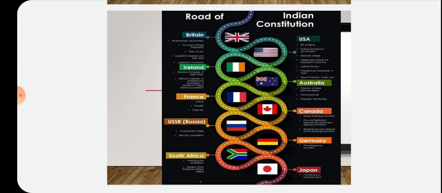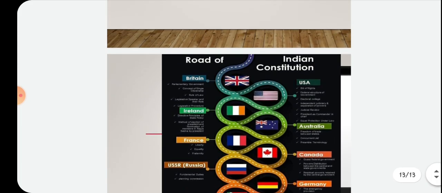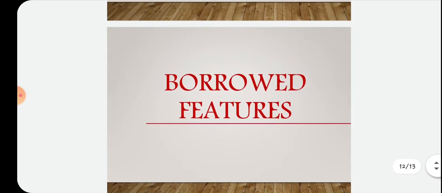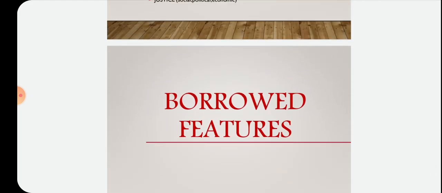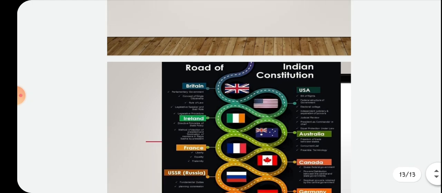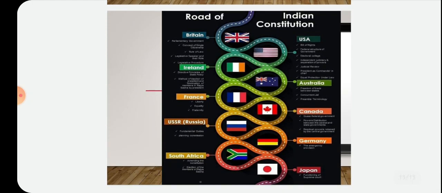These were some borrowed features of our Indian Constitution. This was today's lecture on the basics of Indian polity. We have covered what is a government, what is polity, what is politics, why it is important to study polity, and the types and forms of government. We have seen the history of the Indian Constitution, what the Indian Constitution is, and what the preamble is. This is all about the basics of the Indian Constitution.